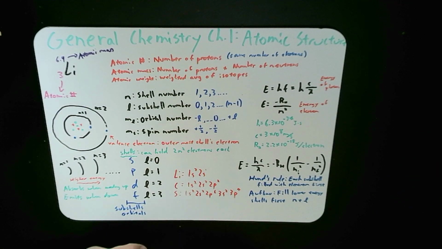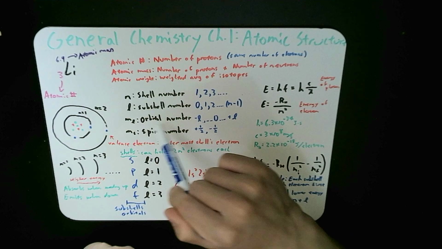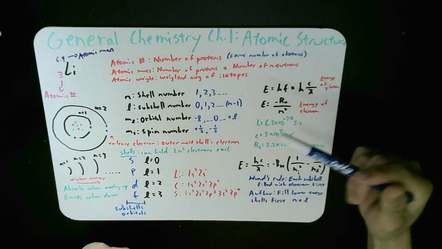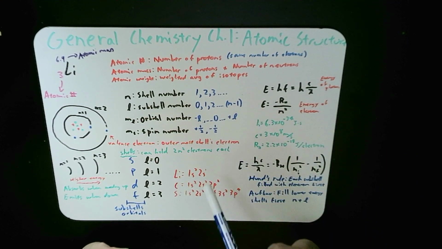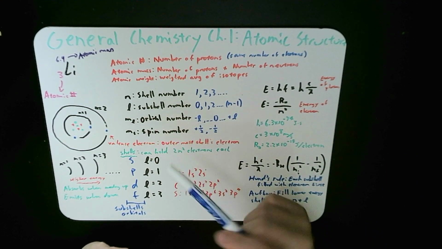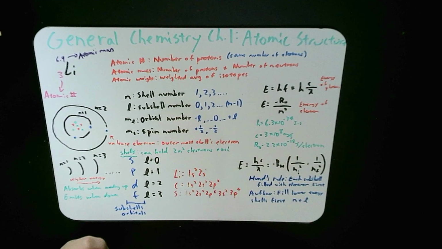So that's all for atomic structure. We also have, I did not go over orbital number and spin number. Orbital number would just be the subshell number from negative to positive, and spin number is just two numbers, positive spin or down spin.